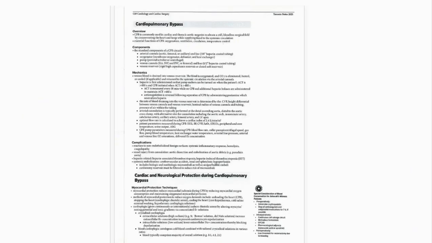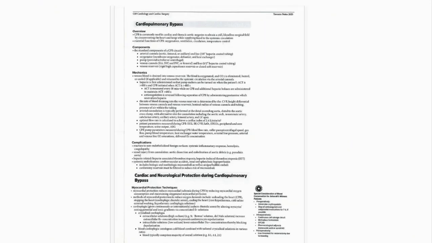Components of the cardiopulmonary bypass circuit. The CPB circuit consists of several major components working together. First is the arterial cannula, which returns oxygenated blood back into the patient. Cannulation is commonly performed through the ascending aorta, although the femoral or axillary arteries may also be used.